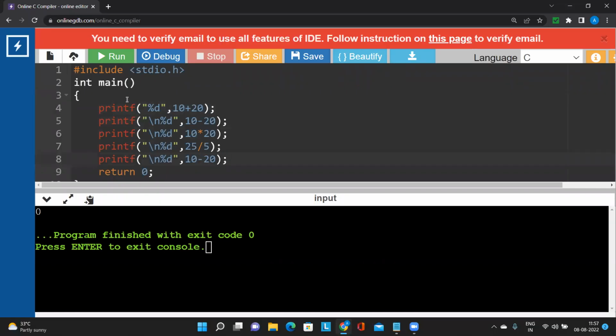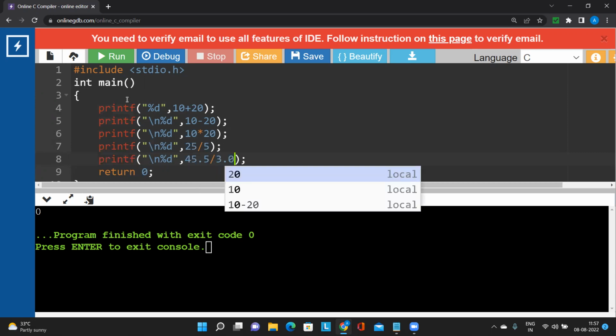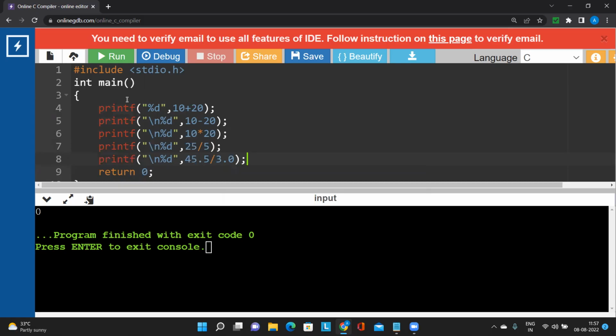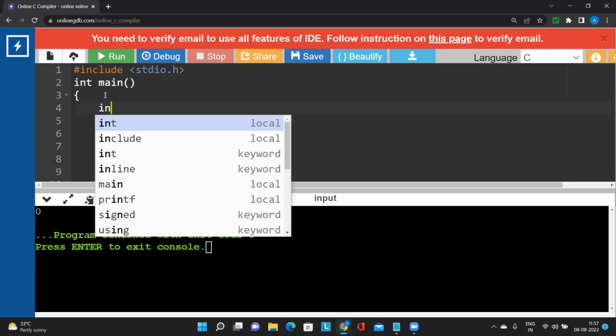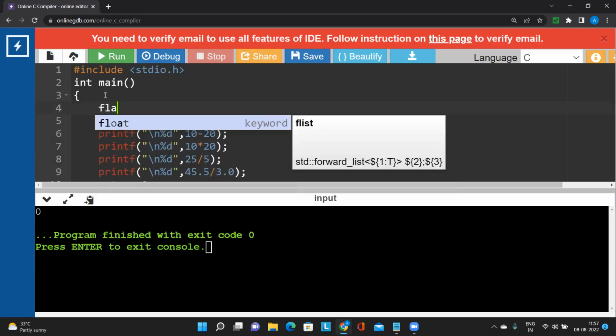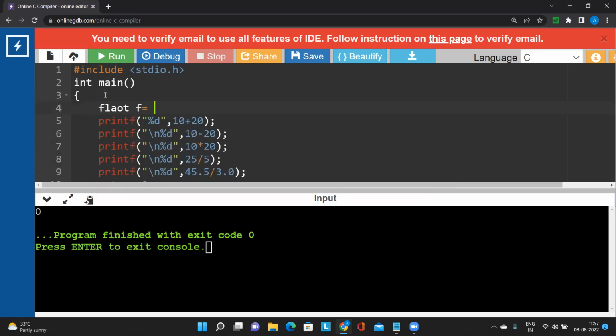I am applying the division on an integer value. At the same time, I am applying the division operator on a double value also. Remember, whenever we are not creating any variable, suppose I say float f is equal to, and then I give the values like this, then this is a floating point value. This 10.23 is of the float data type.